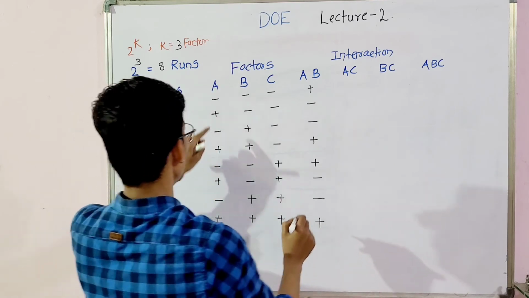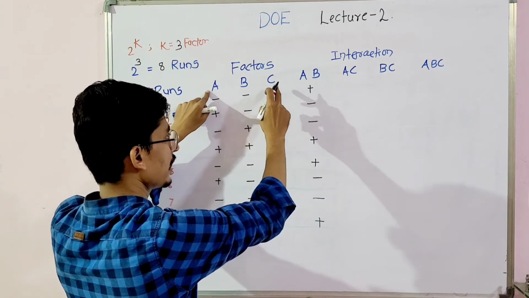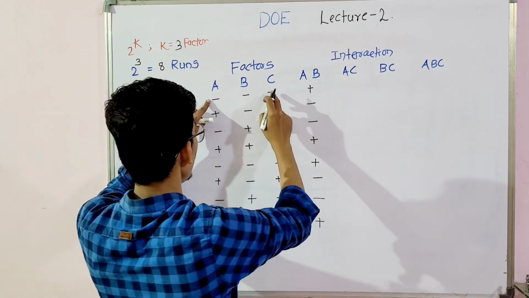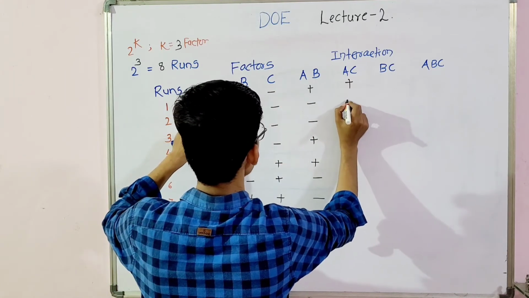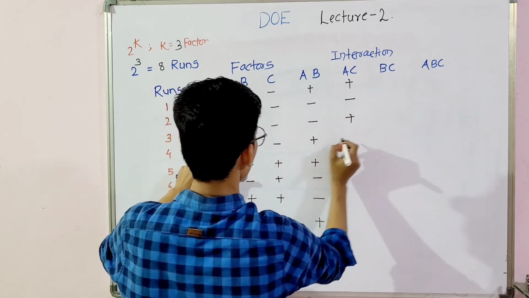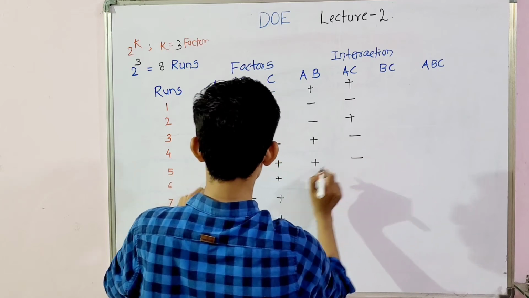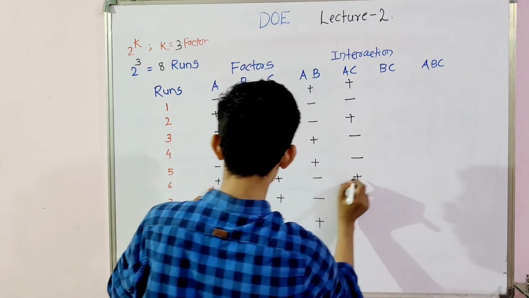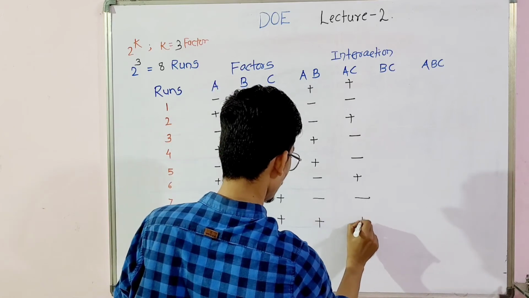Now AC, I will move forward for AC. You have to look at column A and column C only. Column A: minus minus plus, plus minus minus, minus minus plus, plus minus minus, minus plus minus, plus plus plus, minus plus minus, and plus plus, you will get plus.